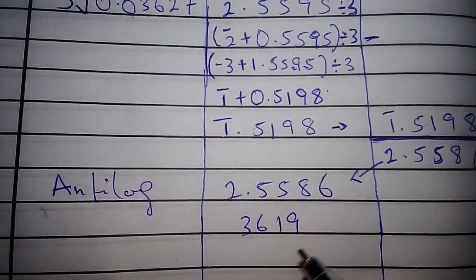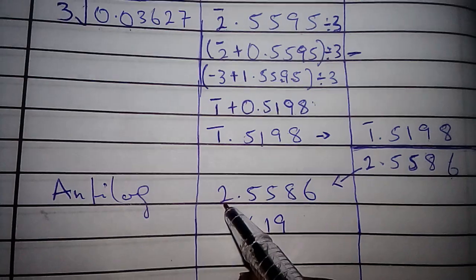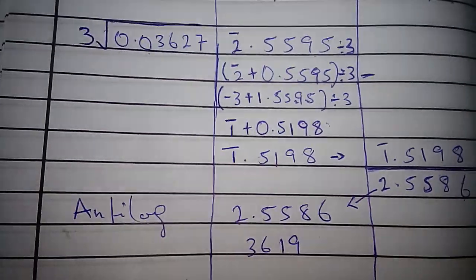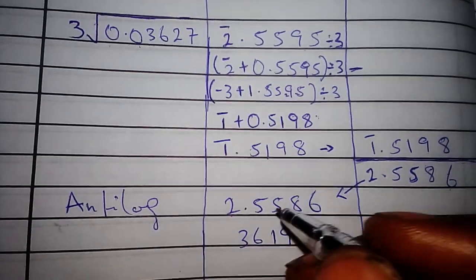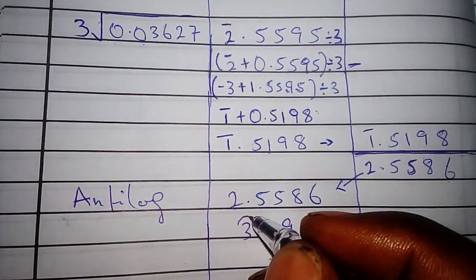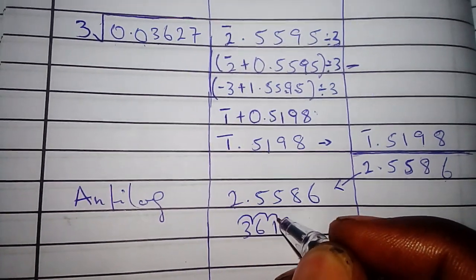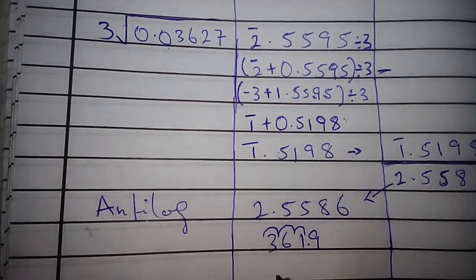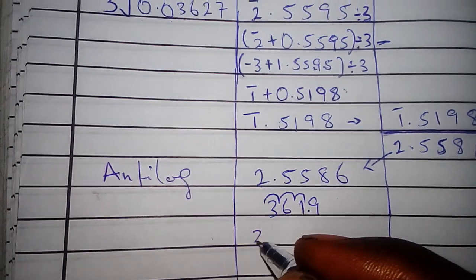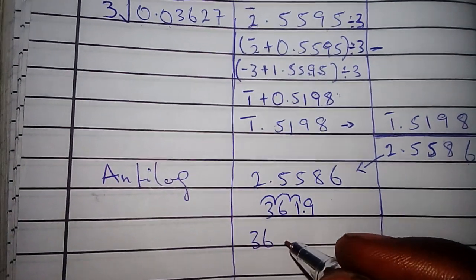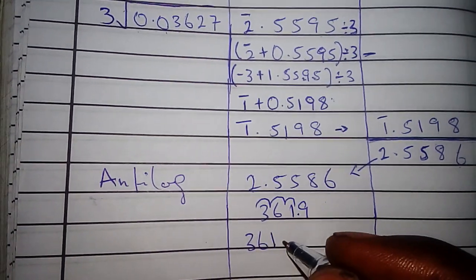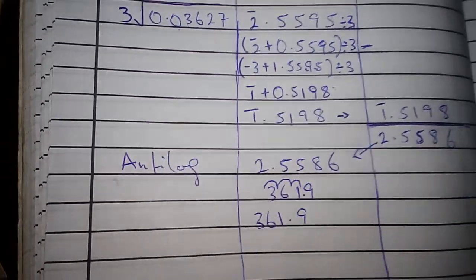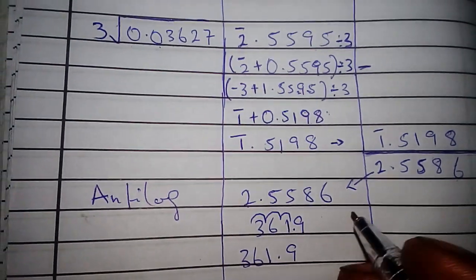So let's do our movement. Our movement will be in 3 moves because here is 2 already. So you add 1 to it, it becomes 3. So we make a move in 3 places, which is 1, 2, 3. So here will be our point. So we now have 36.19. That is our final answer.